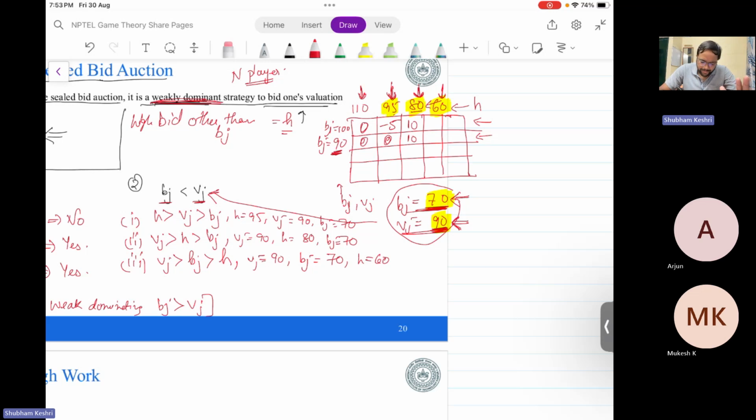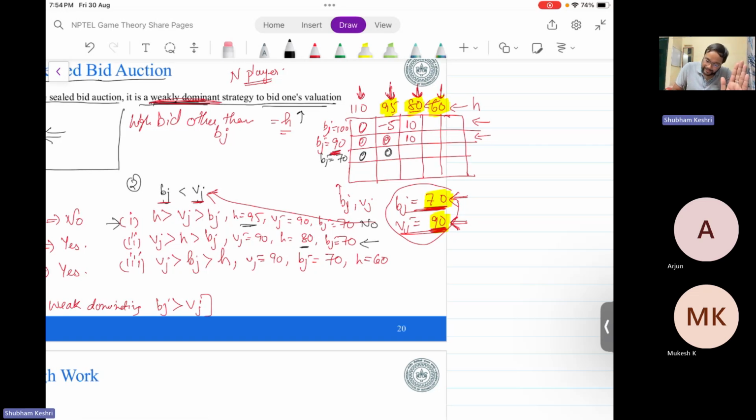Now we'll just do the same thing. Everything will be the same. So in the first case, the highest bid was 95. So he's not winning. So he's getting a utility of 0. So when bj is equal to 70, he's getting 0. In this case also he gets 0 because the highest bid was 110. In this case, when the highest bid was 80 and his bid was 70, he will not win, right? And he will get 0. Is this all right? Yeah.